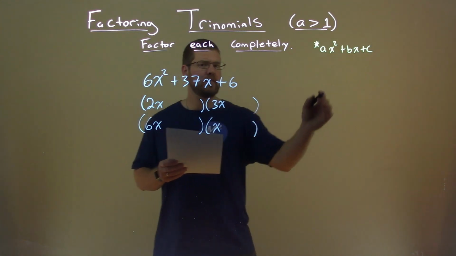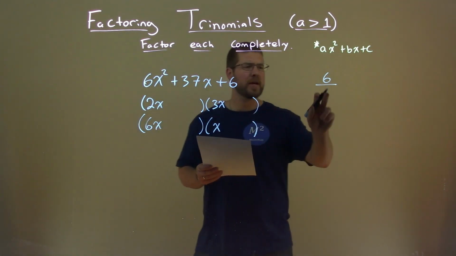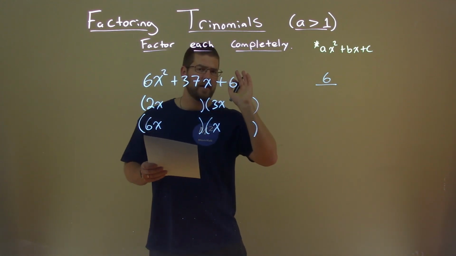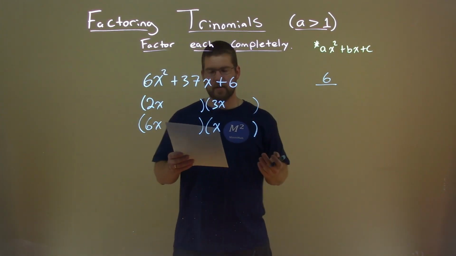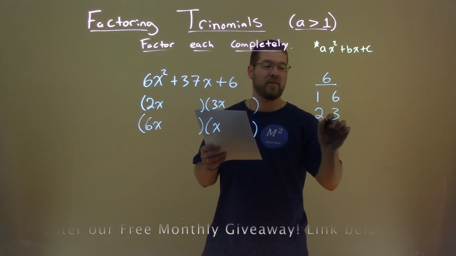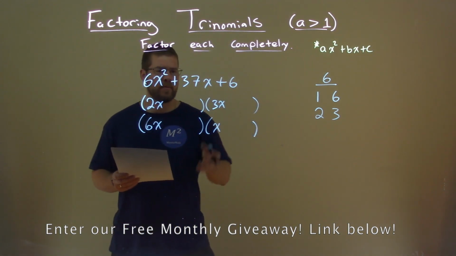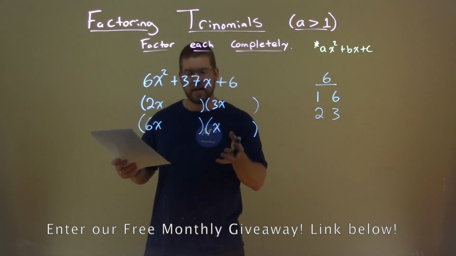So now let's look at the c value. C is positive, but so is b, and we're looking at c and saying, okay, because of that, what two numbers multiply to be positive 6? And that's 1 and 6, and 2 and 3. So these are the pairs that we're dealing with, and we have to look at now our options to set up.